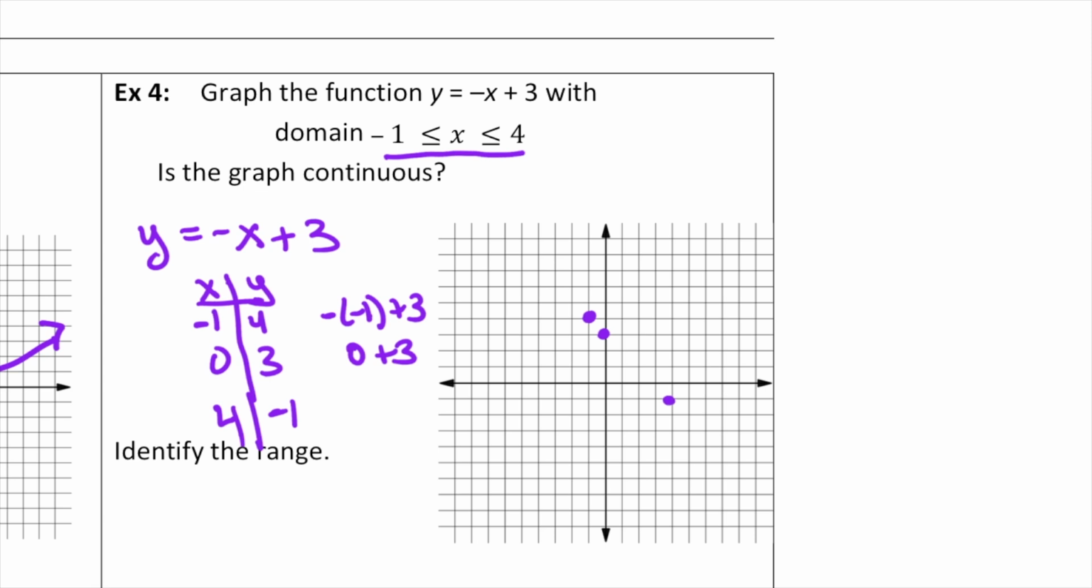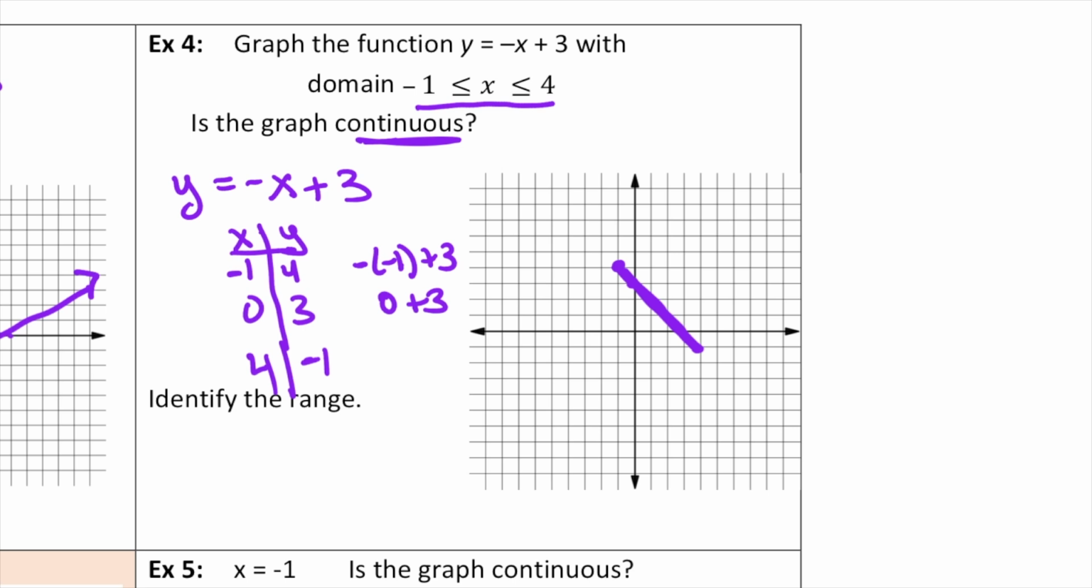Again, can I connect my dots? This is a continuous graph. The difference is I am not allowed to have any x values outside of -1 and 4, and I do not, so we're all set. I'm going to identify the range now. Remember how to do that. The range are the y values.